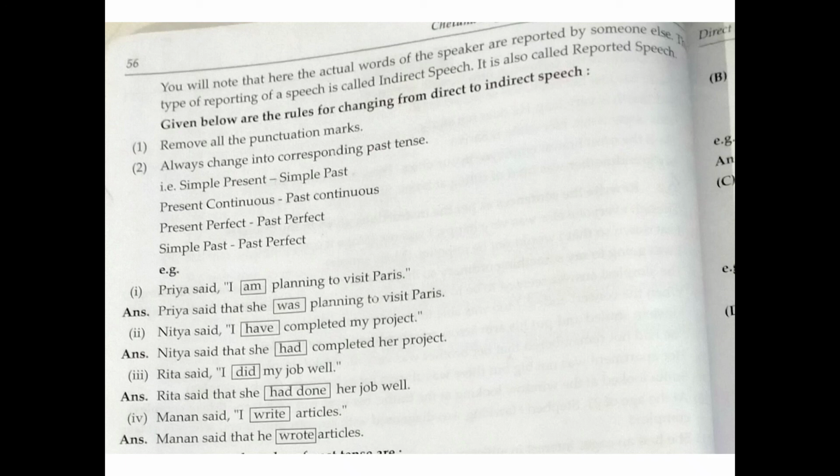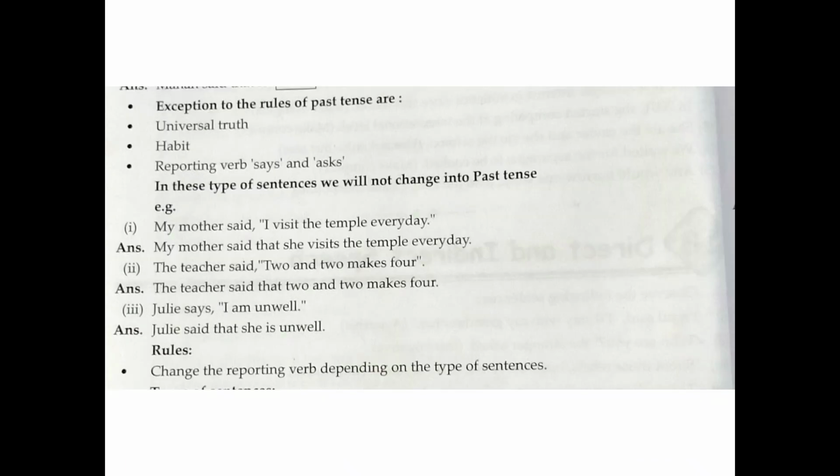But there are some exceptions for changing according to the past tense. For example, universal truth never changes. It means the sun is rising in the east, it is a universal truth, so it does not change. Then habit will not change. Then the reporting verbs says and asks will remain as they are.